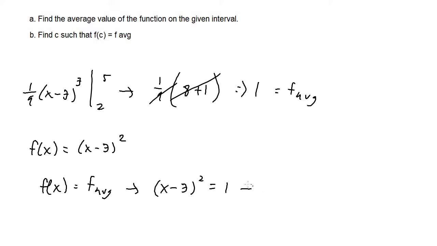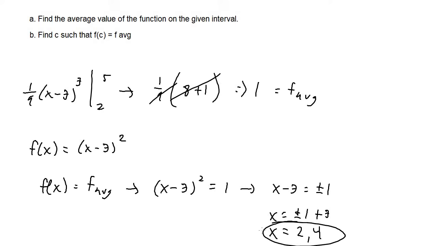So if we go ahead and take the square root of both sides, x minus 3 is going to equal plus or minus the square root of 1, which is plus or minus 1. And then we can add over the 3. So x equals plus or minus 1 plus 3. So in this case, we have two possible x values. So the x value can be negative 1 plus 3, which is 2. Or the x value can be positive 1 plus 3, which is 4. So those are our two x values, or in this case, those are our two c values, such that f of c or f of x equals the average value.